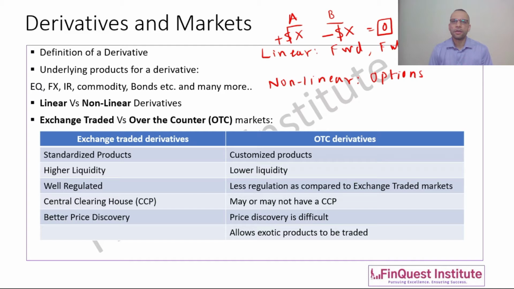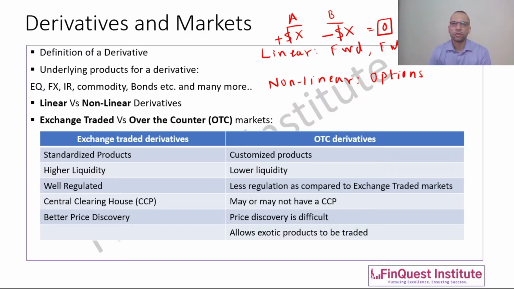Now derivatives trade on two avenues. One is exchange traded derivatives and the other is over the counter derivatives. Let's try to understand what exchange traded derivatives are and a few properties which are peculiar to exchange traded ones. First is standardization of products. Any derivative which trades on the exchange follows a certain standardized structure. By that we mean the terms of the contract, the different conditions, etc. are completely standardized and they are defined by the exchange.